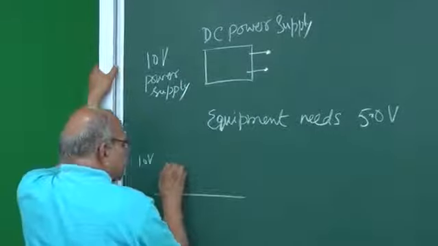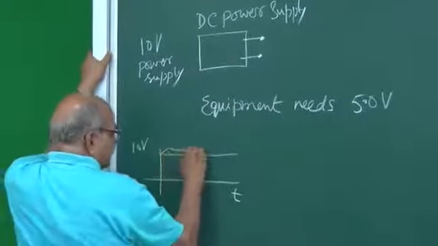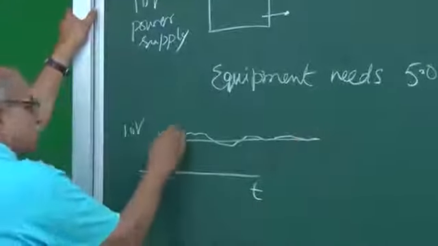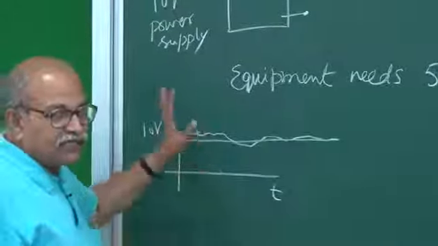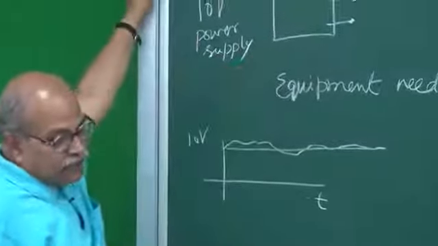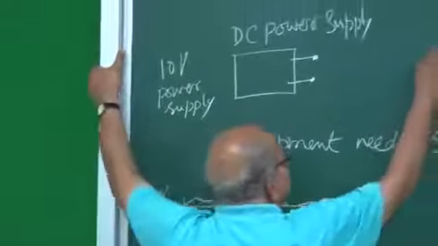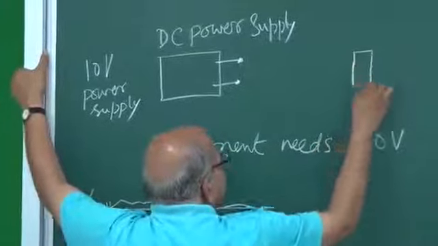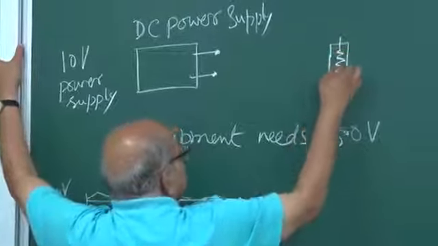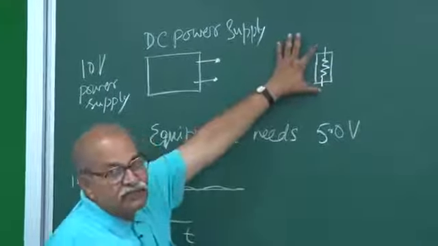It is supposed to give me this kind of waveform as a function of time, but what it is doing, it's giving this kind of thing. So it is fluctuating from 10 to, let's say, 10.2 here, 9.7 here. This kind of supply is coming here, and then we have some equipment here. Let me denote it by some resistance-like symbol. Suppose this is the equipment, and here I need just 5.0 volt.